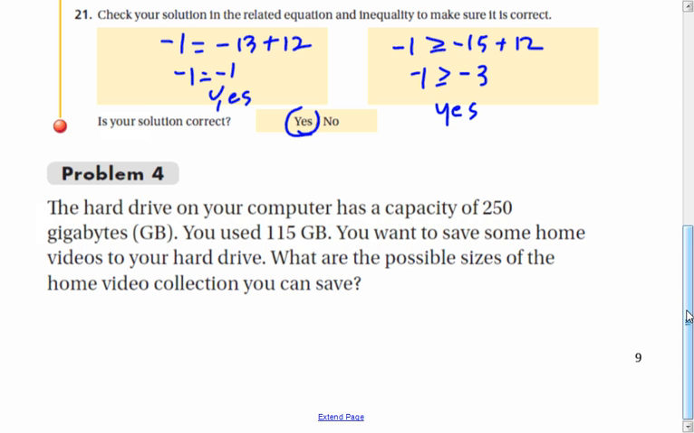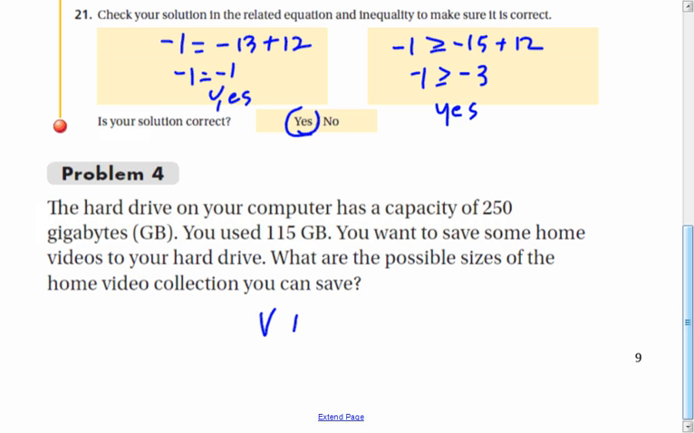All right, we're going to use an inequality to represent this problem now. It says the hard drive on your computer has a capacity of 250 gigabytes. You've used 115 gigabytes, and you want to save some home videos to your hard drive. What are the possible sizes of the home video collection you could save? Let's let B be how much you need to save with your video collection.